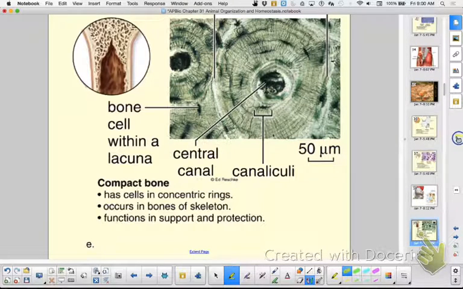Here's some bone. These are called osteons. This is a Haversian canal in the center. I was going to ask, which type of muscle tissue is the one you use when you work out, skeletal? Because it's on your skeleton. Yeah. Okay.